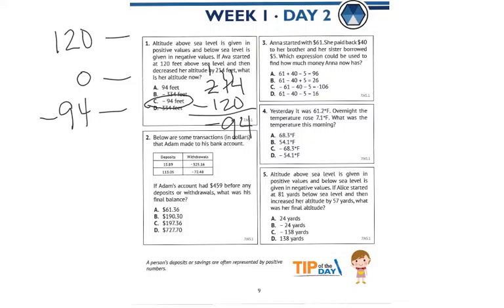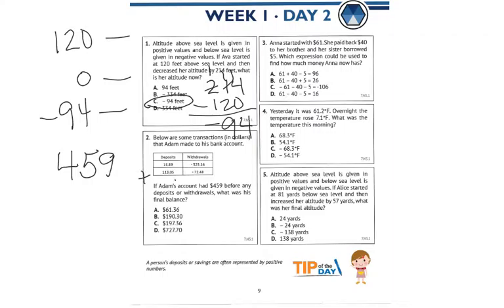Number 2. Below are some transactions in dollars that Adam made to his bank account. If Adam's account had $459 before any deposits or withdrawals, what was his final balance? So let's write with what Adam started with, which is $459. And let's add the deposits and add the withdrawals.